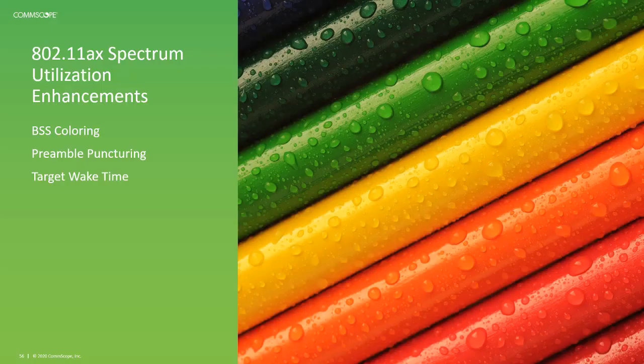So in summary, spatial reuse can be accomplished in 802.11ax by the use of BSS coloring. Spectrum can be used more efficiently when 11ax APs can avoid occupied bandwidth and proceed with their transmission using preamble puncturing. IoT devices can increase their battery life by negotiating a target wake time, allowing them to sleep longer between transmissions.